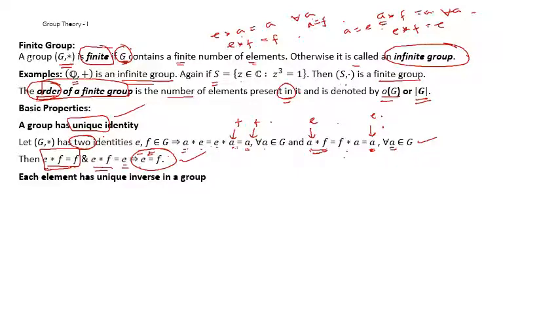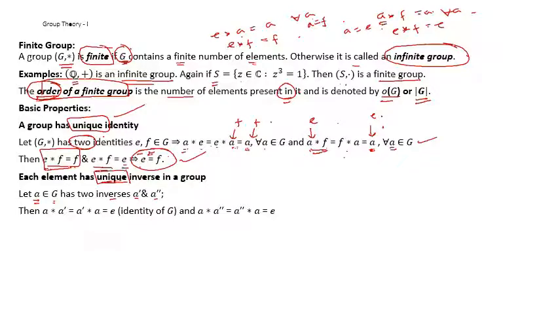Also, the next property is that each element in a group G has a unique inverse. অর্থাৎ আমরা আগে দেখেছি গ্রুপের প্রত্যেকটা এলিমেন্টের ইনভার্স আছে, এবার আমরা দেখাচ্ছি যে এই ইনভার্সটা ইউনিক। Suppose again we use contradiction. Suppose A is any element of G and it has two inverses, A dash এবং A double dash.